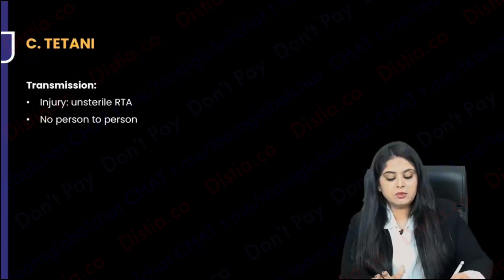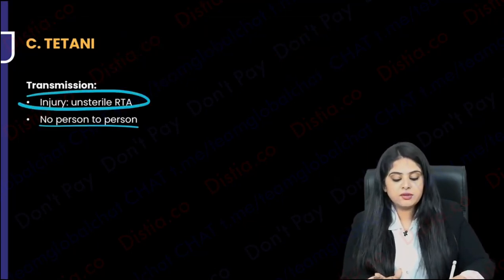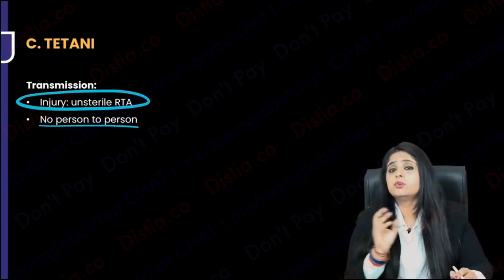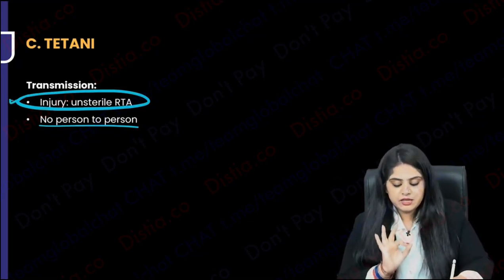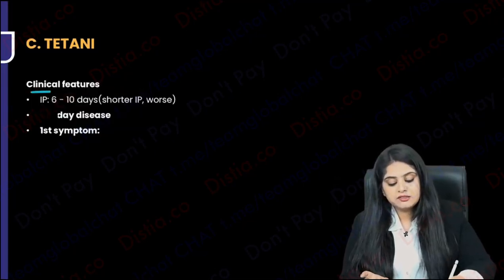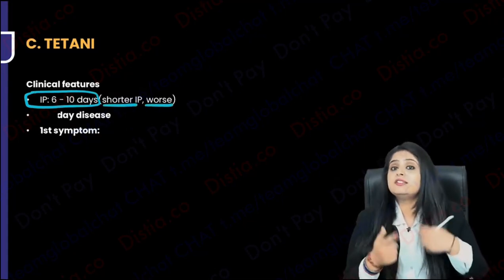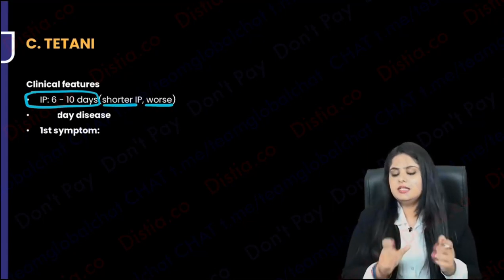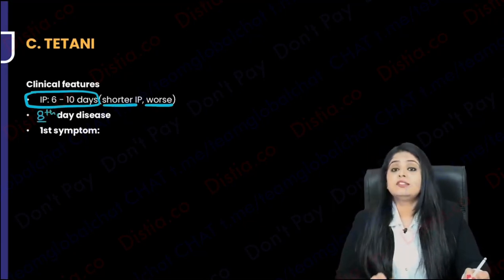How does tetanus come to us? We all know there is nothing known as person-to-person tetanus. It is always from some kind of injury, some unsterile, dirty wound, playing in the park, child got hurt, road traffic accident. Some wound injury story has to be there for tetanus to occur. And what is the incubation period, guys? The incubation period is 6 to 10 days, but they say that as the incubation period keeps on getting shorter, this means the disease is going to be worse. And between 6 to 10 days, what is the average? 8 days, right? So this is known as the 8th day disease.